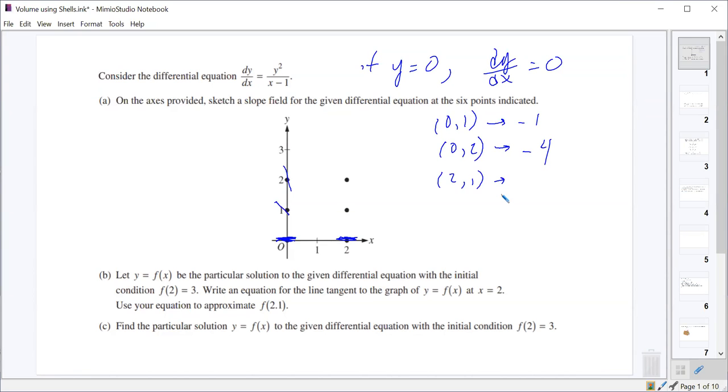What about the point (2, 1)? What do you get? 1, yeah. And at the point (2, 2), you get 4. And so just fairly steep. Pretty easy. Anybody have a question on the slope field? Zoom people have a question on the slope field?